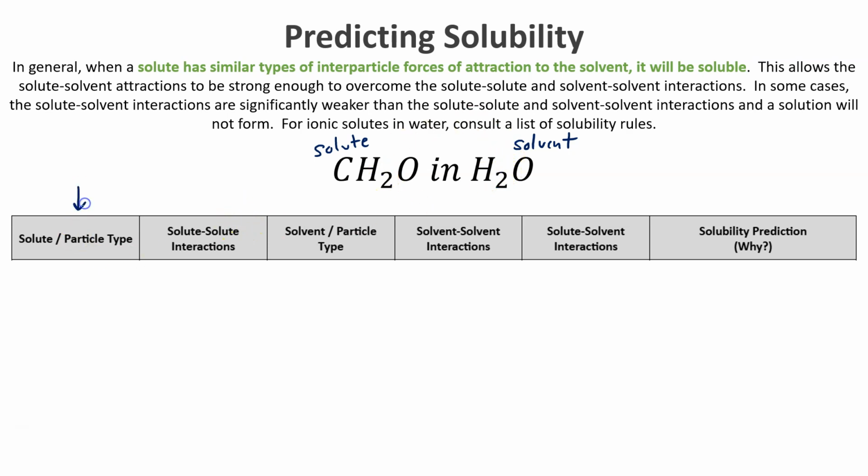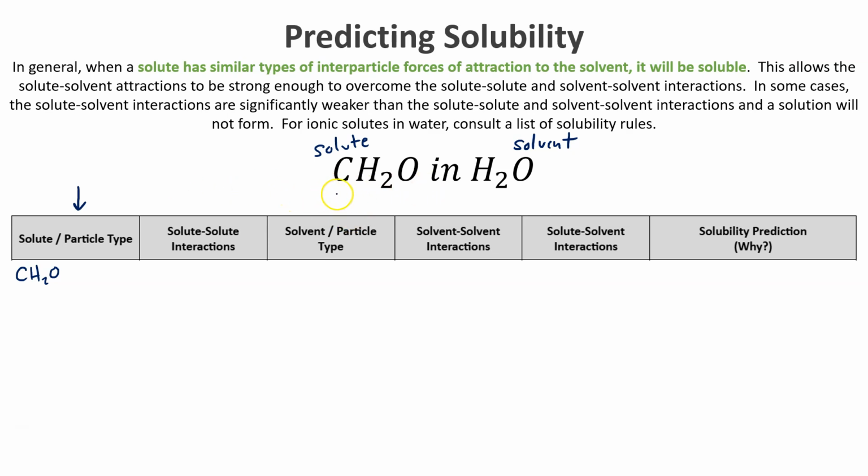Now that I know what's the solute and what's the solvent, I can start describing them in a number of ways. Let's take a look at the first thing you've got to know. In reference to the solute, which I'll label as CH2O, you have to know what type of particle it is. Is it a polar molecule, non-polar molecule? Is it ionic? Is it a metal? What are you dealing with here?